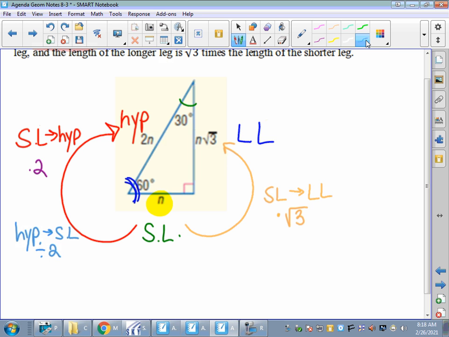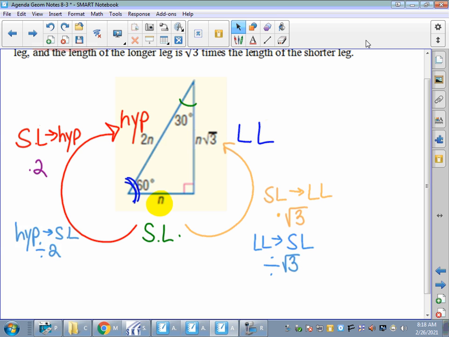If I want to go the opposite direction, long leg to short leg, this is where the little bit of work comes in. I have to divide by a square root of 3, and I might have to rationalize the denominator like how we just did with example number 2. So this one, you could usually Pythag your way through it if you couldn't remember the rule, but sometimes you can't. Sometimes they only give you one piece of information.